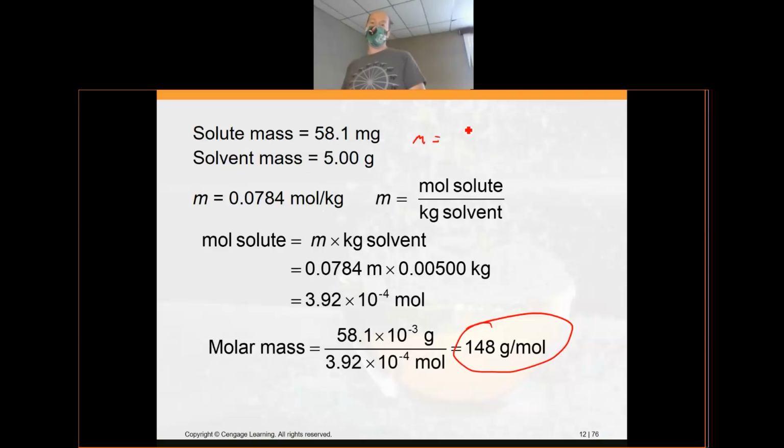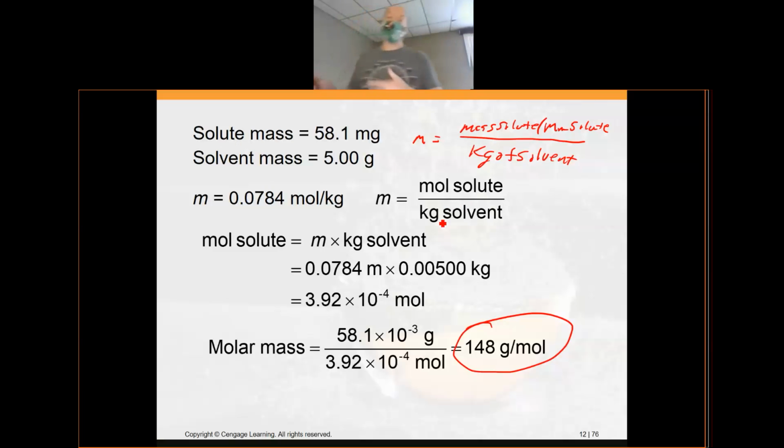Every time I'm looking for molality, I take the mass of the solute, I divide by the molar mass of the solute, and then I take that and divide by the kilograms of the solvent. All right, and so when the question is what's the molar mass, that means they're going to give me the other three. They're not going to give me the molar mass of the solute. If they're asking for the molality, well, then they're going to give me the mass and the molar mass, and they're going to give you the formula so that you can look up the molar mass.